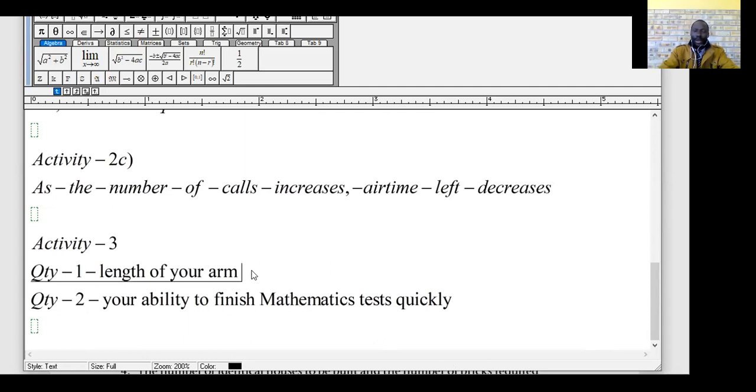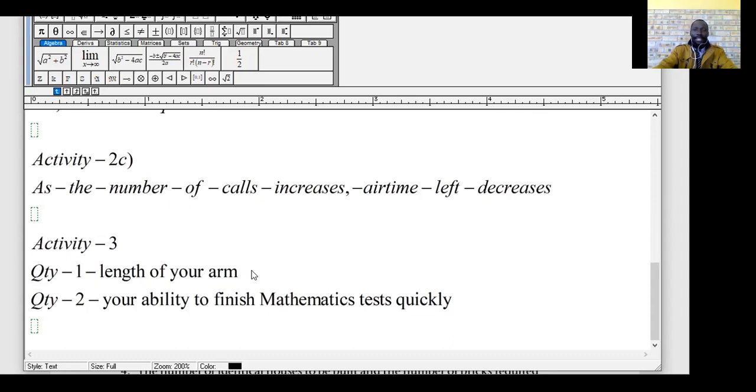The question now is, looking at the length of your arm, that is how long, whether you're using your left arm or your right arm, how long is your arm? And how is it related to how fast you can do a mathematics test? So looking at the length of your arm and the time taken to finish the mathematics test, which one can change and which one cannot change? Can the length of your arm increase or decrease?